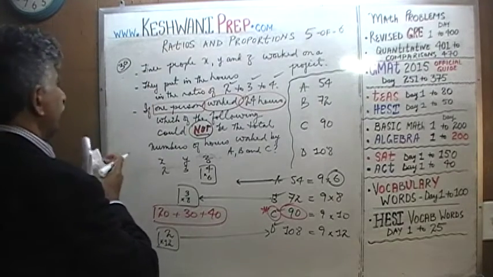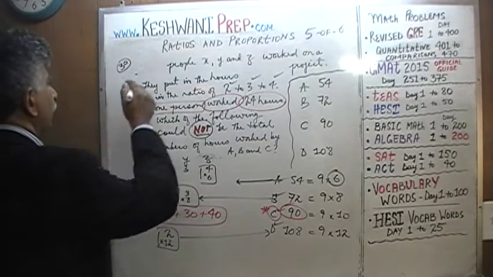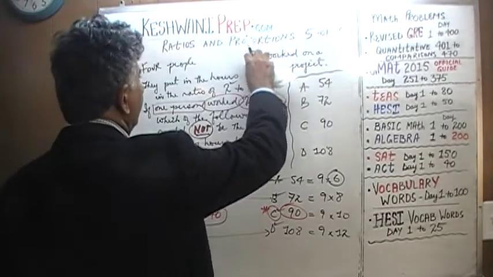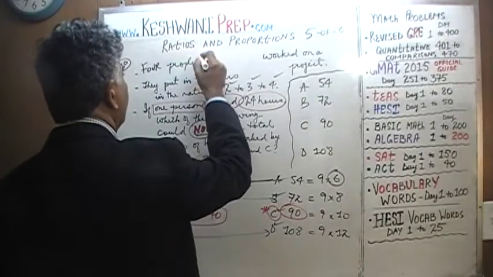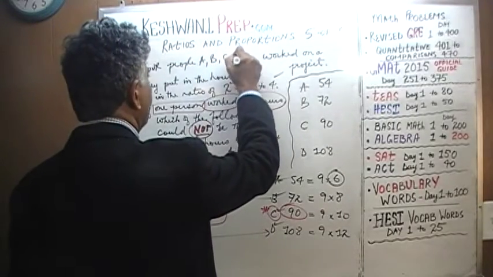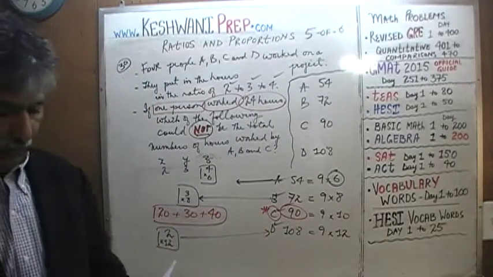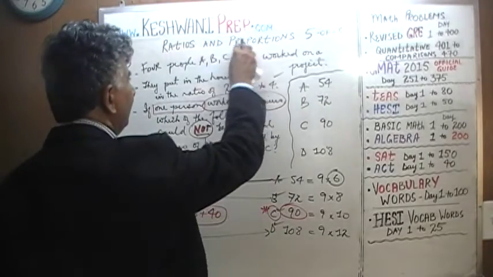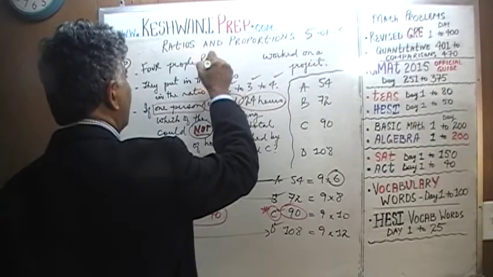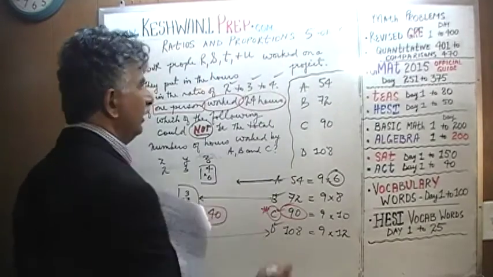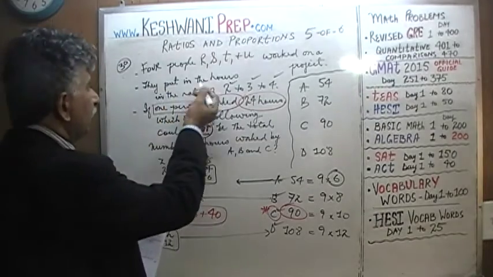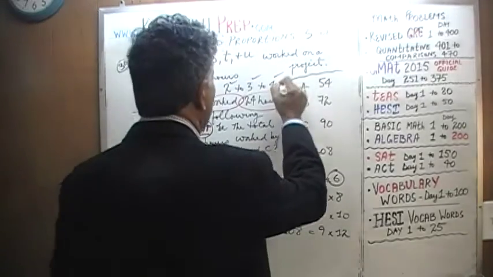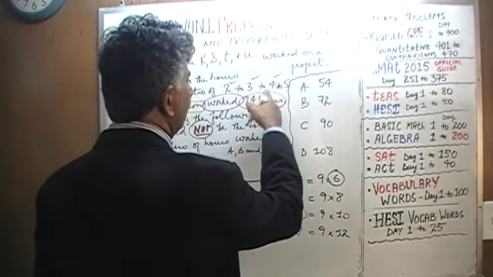Problem number 30. We have not three people, but four people. And because we are in a creative mood, let's call them something else. Let's call them A, B, C, and D. Actually, let's not, because that's going to confuse you with the answer choices A, B, C. Let's call them R, S, T, and U. So we have four people, R, S, T, and U. They put in the hours in the ratio of 2 to 3 to 4 to 5.